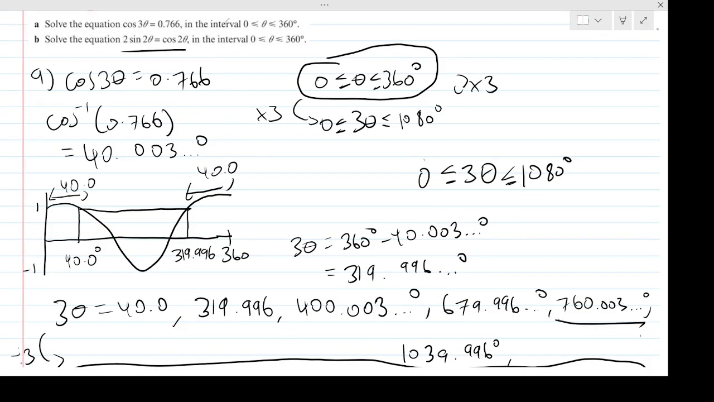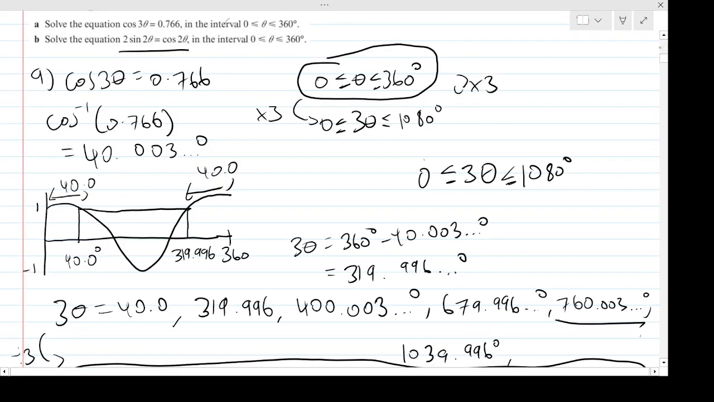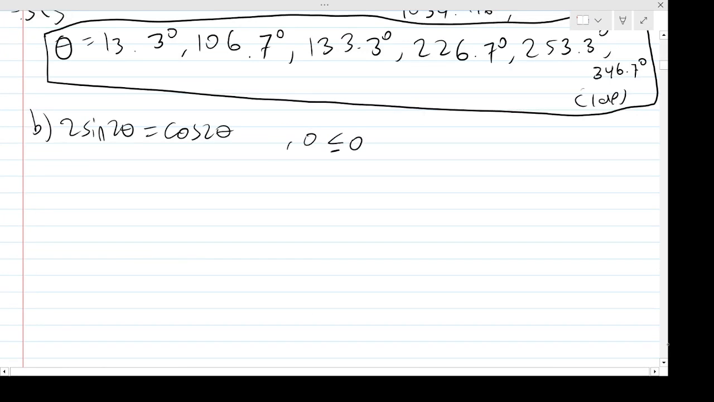Okay, now we need to solve the equation 2 sine 2 theta is cos 2 theta. So if I write that down. And our interval is 0 and 360 again, right? So between 0 and 360. Right, okay. We can't really solve this because we need either sine 2 theta to equal some number or cos to equal some number. But I've got sine equal to cos. We can't really solve it in this way.